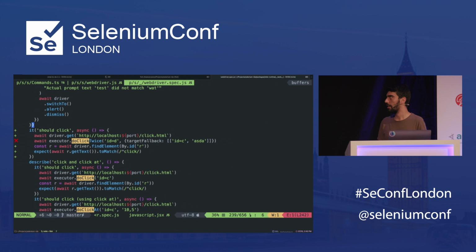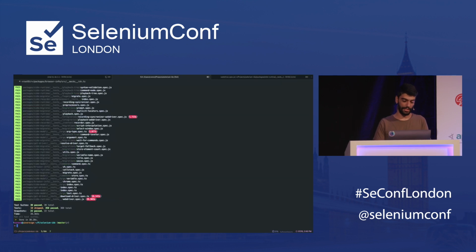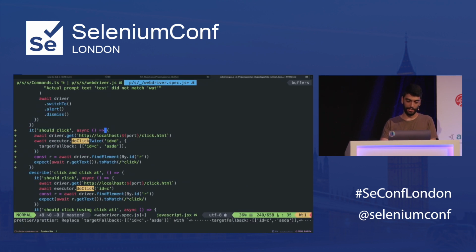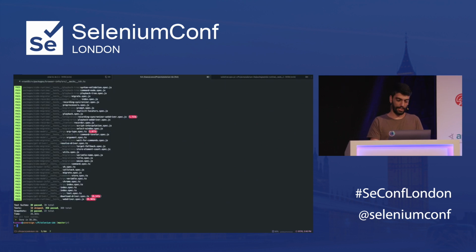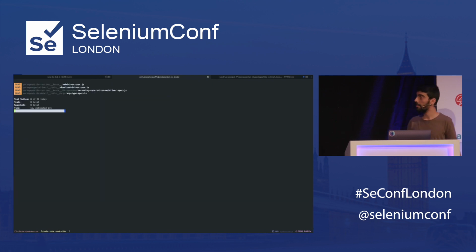I ran prettier, so it's going to take a while. Anyway, the test passes, so that's a great thing. If I want to contribute, first I run the tests that exist, and then I add my own. So I just added this one. Let's give it a name: should click twice. Let's just give it Selenium Conf London. And then all I have to do is test it. Let's see if I wrote it correctly.